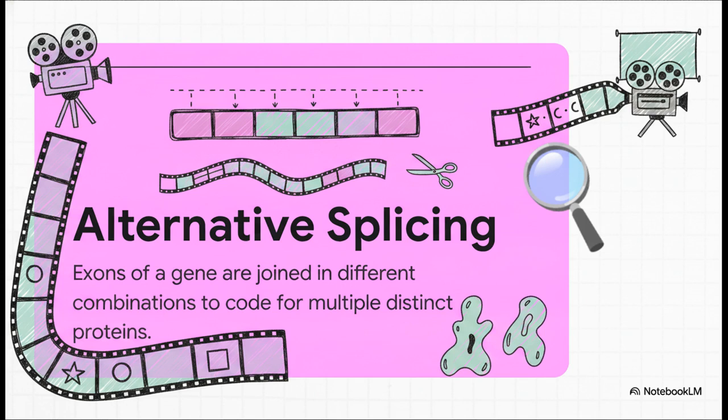It's kind of like editing a movie. You shoot the exact same scenes, which represent our exons, but you can edit them together in different ways to get two completely different endings. During alternative splicing, specific exons of a gene might get included or completely left out of the mRNA. So a single gene can actually code for multiple distinct proteins that do totally different things in the body. And that adds an incredible layer of complexity to the mRNA we're trying to measure.